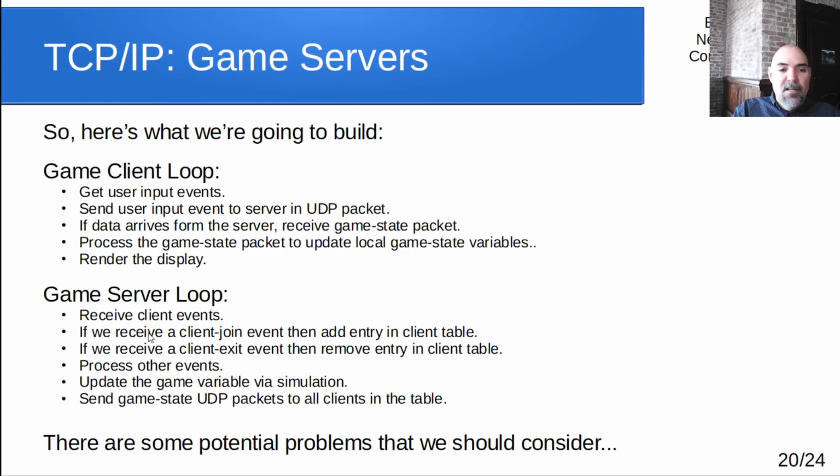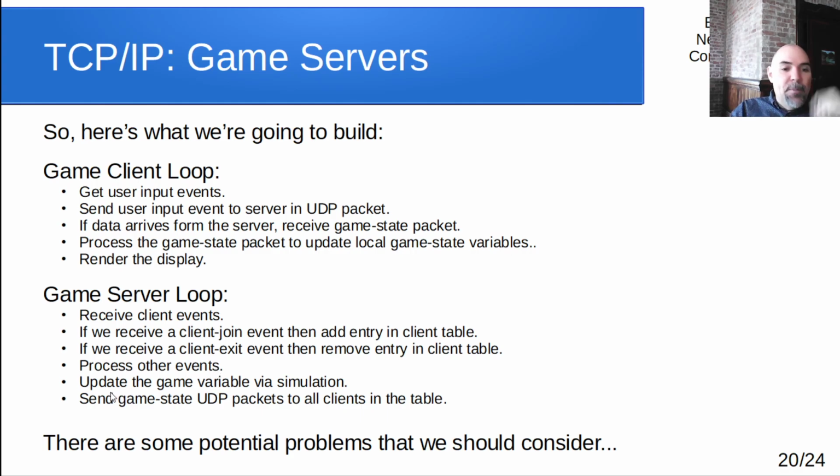On the server side, we're going to receive client events. If we receive a client joined event, we're going to add an entry to our client table saying, hey, this person is now playing the game. If somebody leaves, we're going to get that client exit event. We're going to remove them from the table. Other than that, we're going to process any other events of this client pressed this key, this client made this choice, this client fired their gun, whatever, moved the mouse. It could be mouse, could be keys, but we're going to process those events.